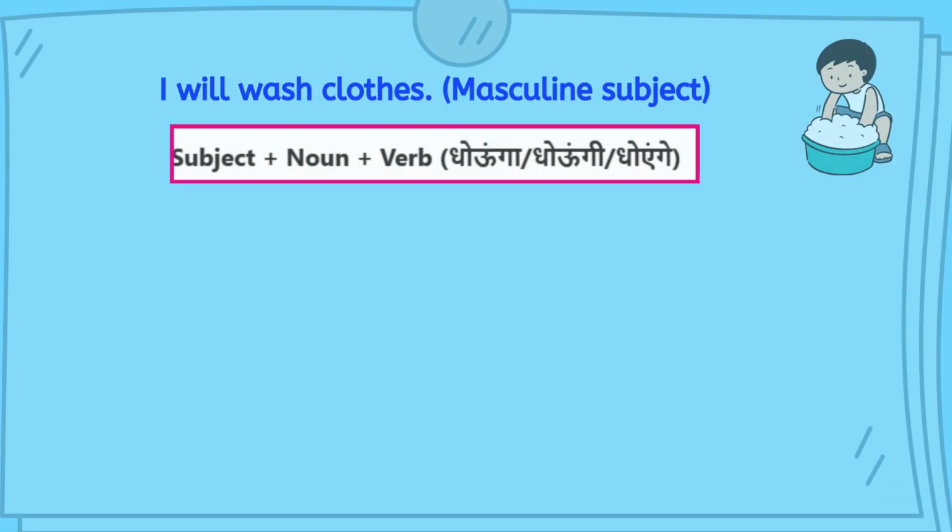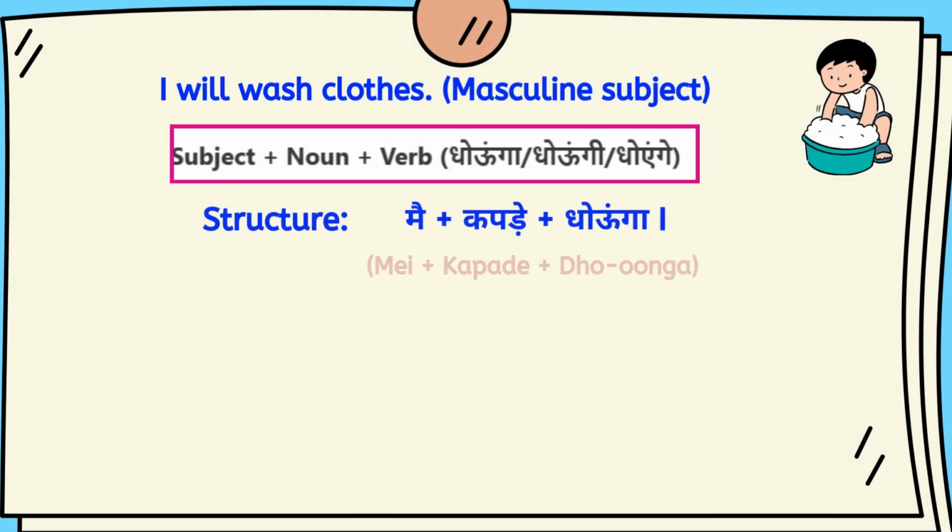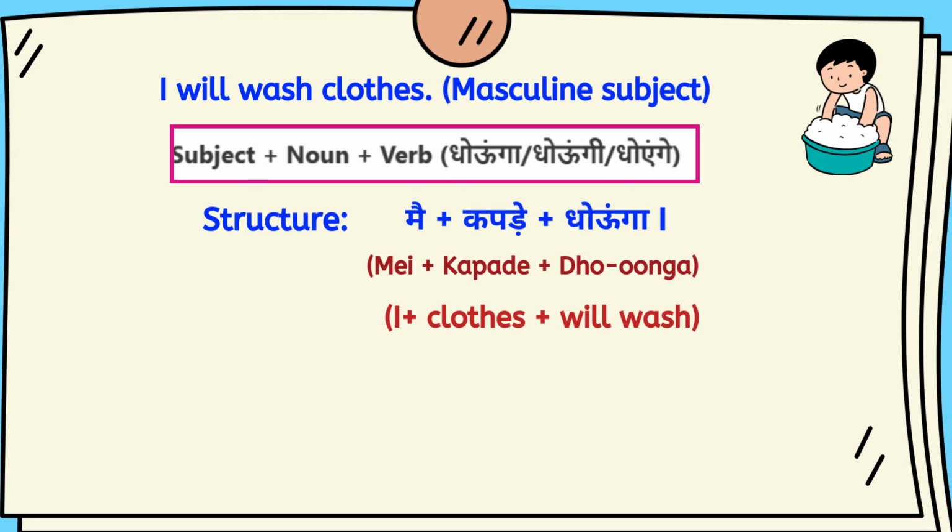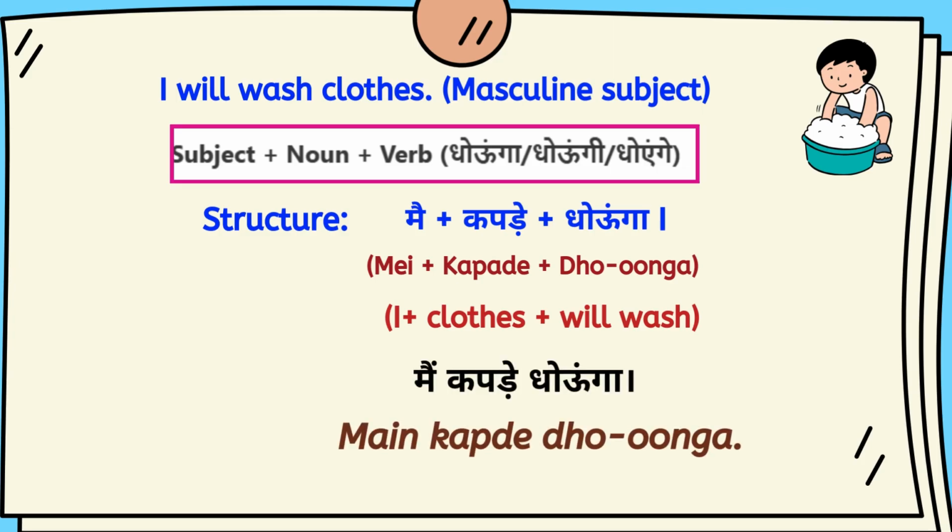I will wash clothes will become मैं कपड़े धोऊंगा. Now मैं is I. कपड़े, of course, now you know, are clothes. Now धोऊंगा basically means will wash when used where the subject is masculine singular. And so the sentence becomes मैं कपड़े धोऊंगा.